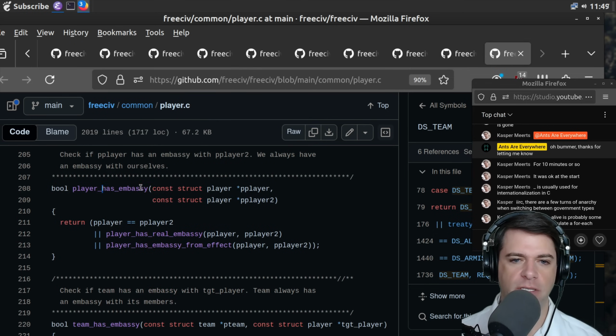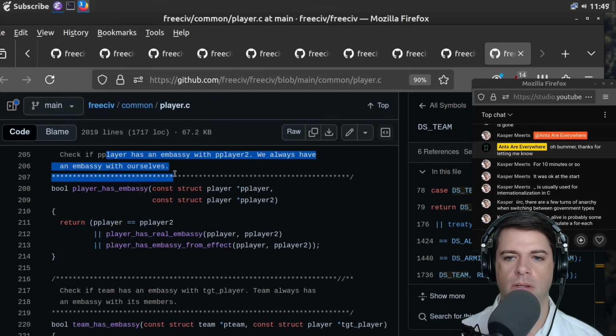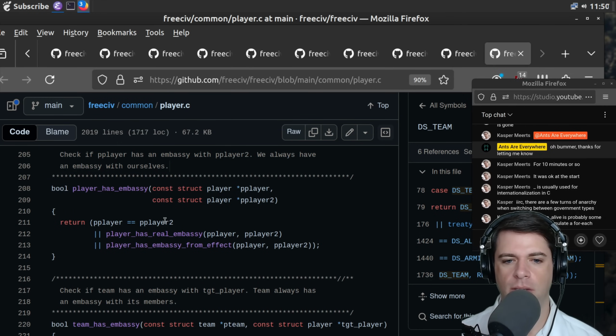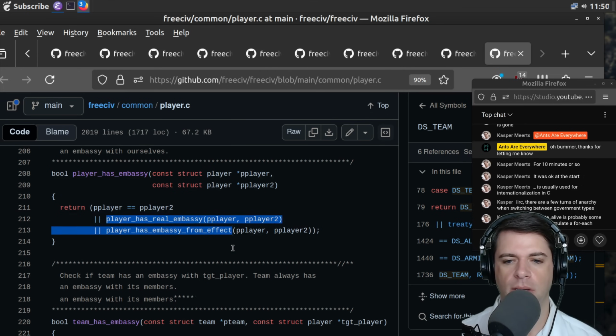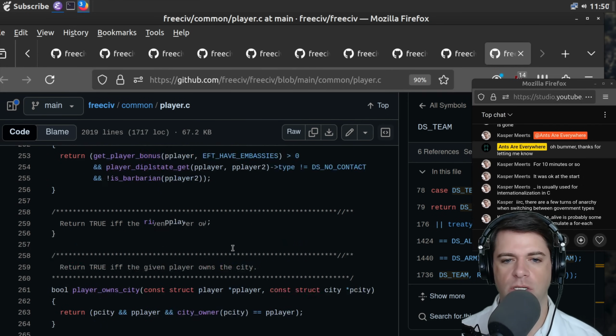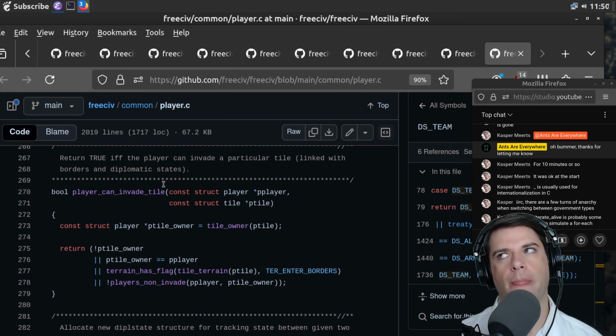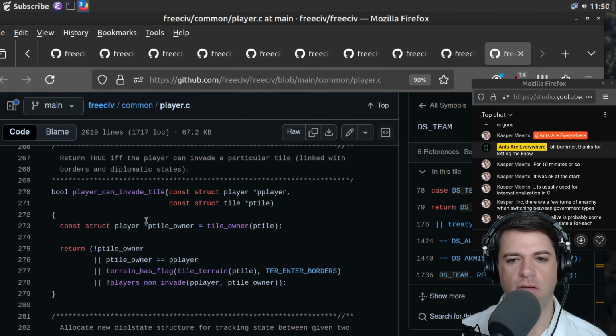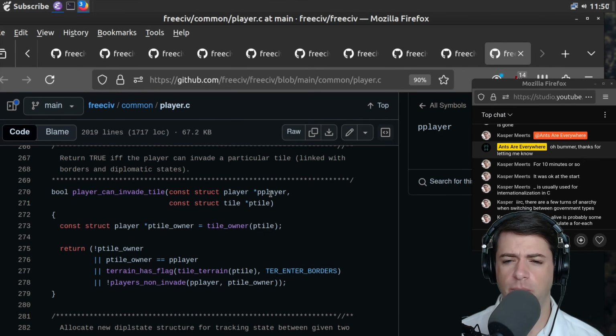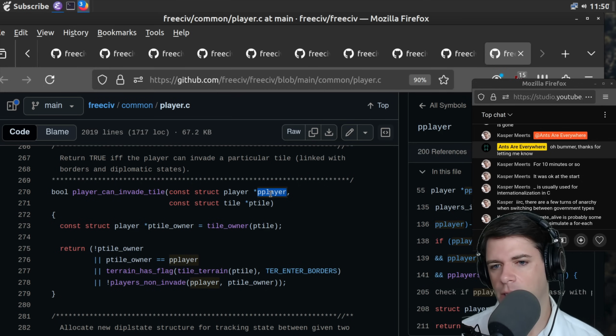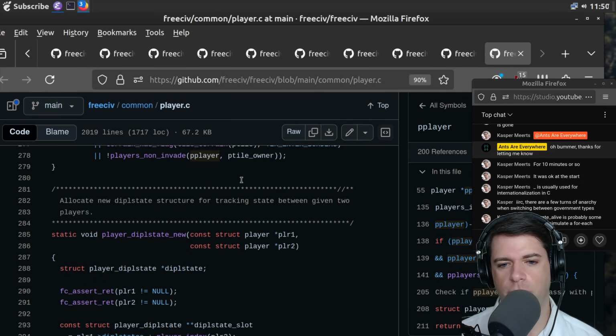The player has embassy. Check if P player has an embassy with P player too. We always have an embassy with ourselves. Okay. We'll call player has real embassy or player has embassy from effect. Okay, so this is interesting. You play as a whole nation, right? I think that's maybe what P player is, like the person playing the game.